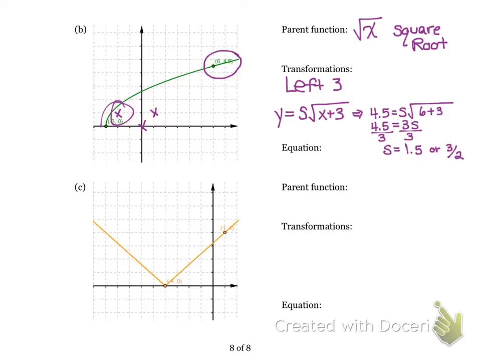So that means our equation is y equals 3/2 square root of x plus 3. And there you have it. There's your equation.